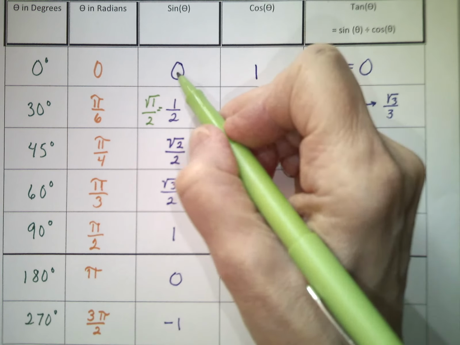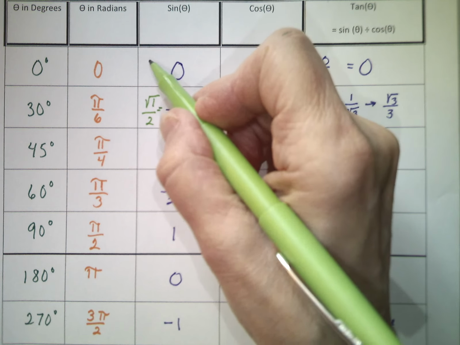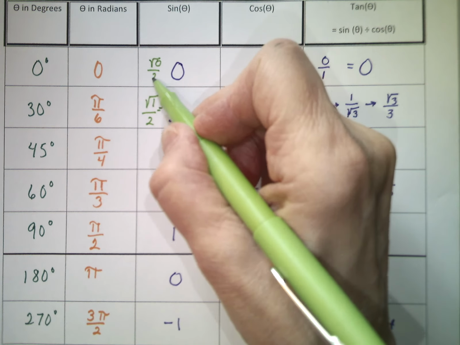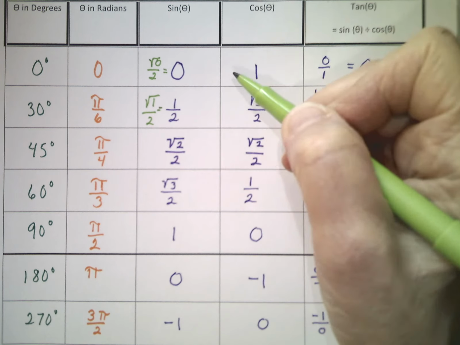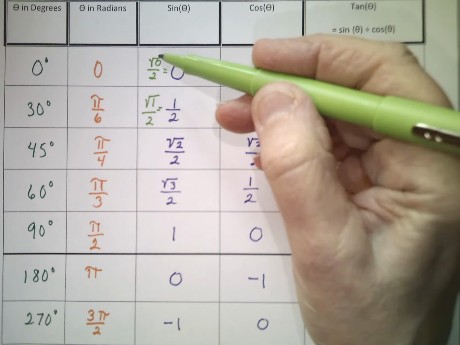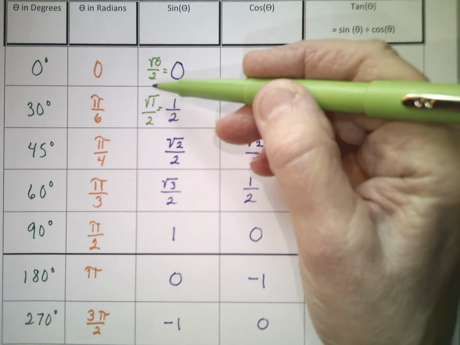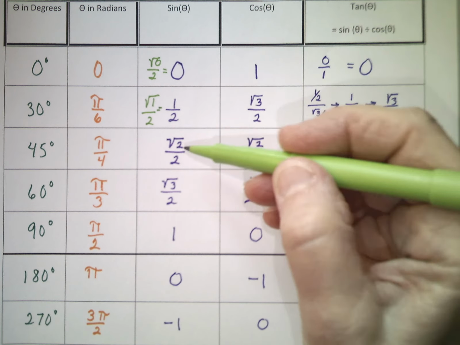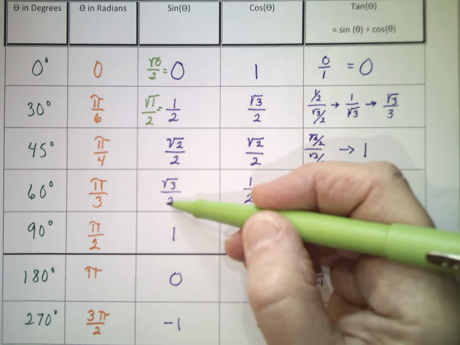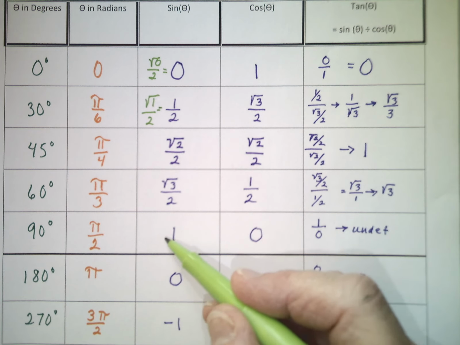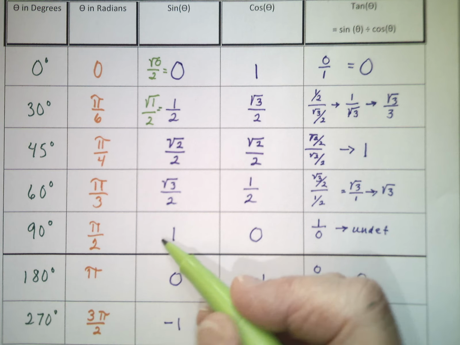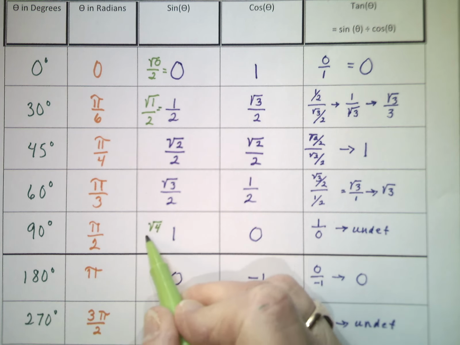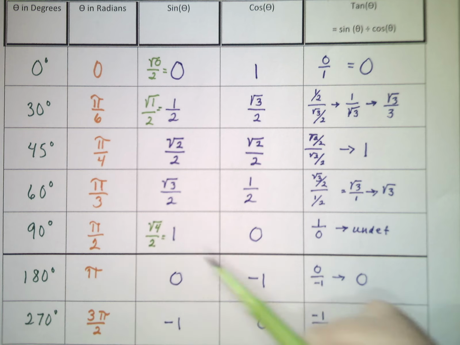Will that work for 0? Would this be the square root of 0 divided by 2? We don't often think of it that way, but it is possible. So the sine values going down now are the square root of 0 divided by 2, square root of 1 divided by 2, square root of 2 divided by 2, square root of 3 divided by 2. Will this one be the square root of 4 divided by 2? Well, the square root of 4 is 2, and 2 divided by 2 is 1.